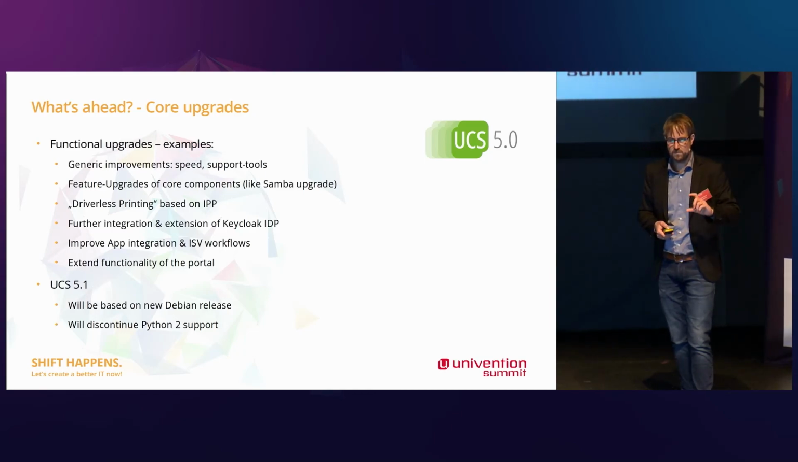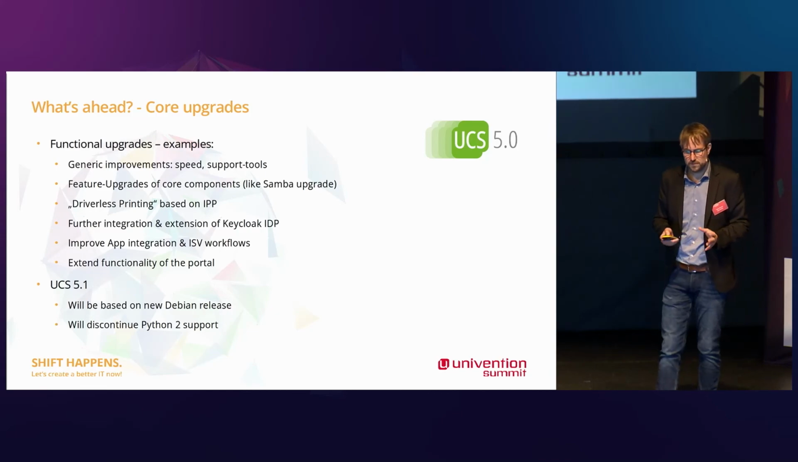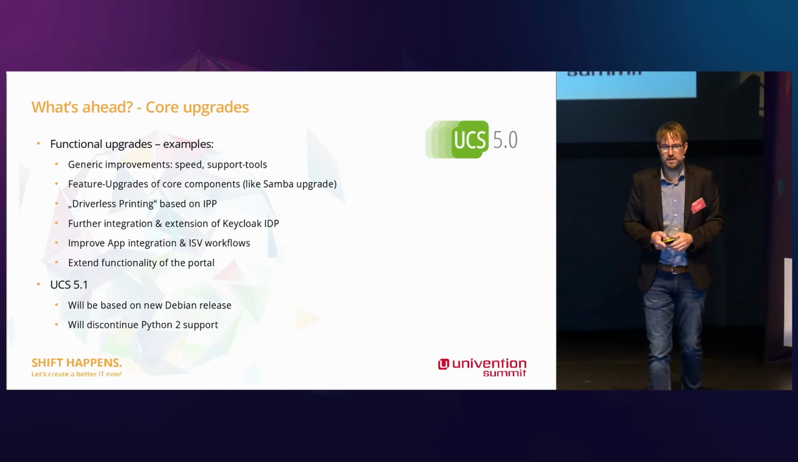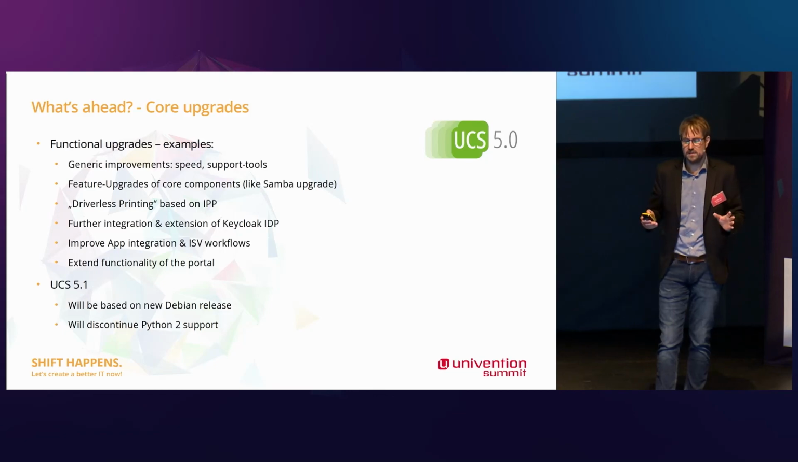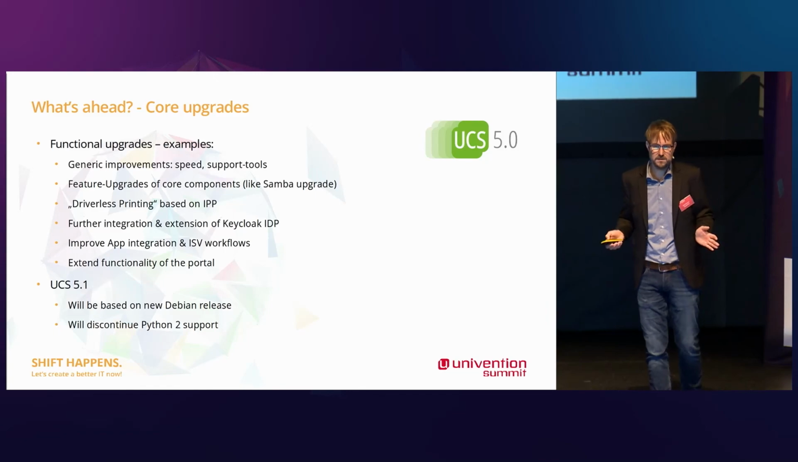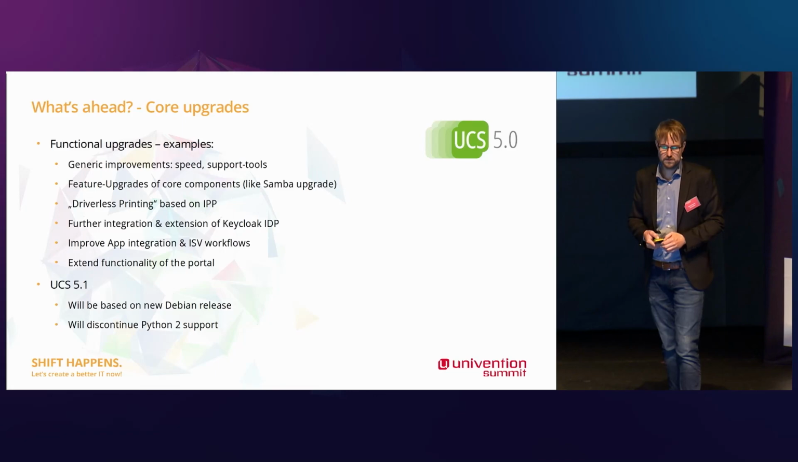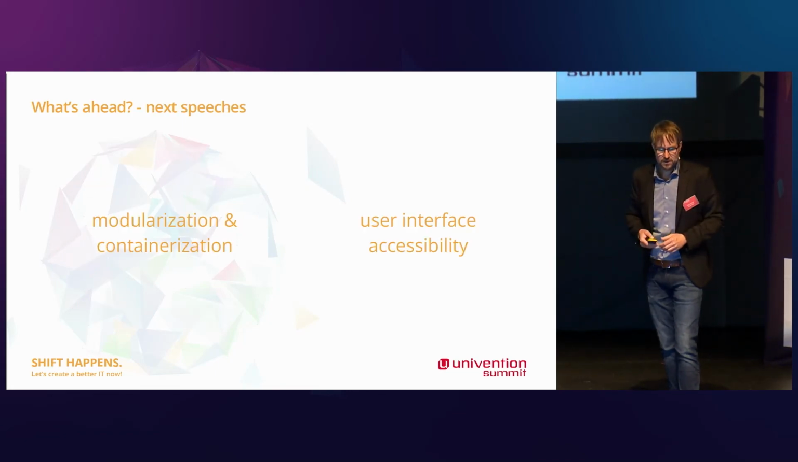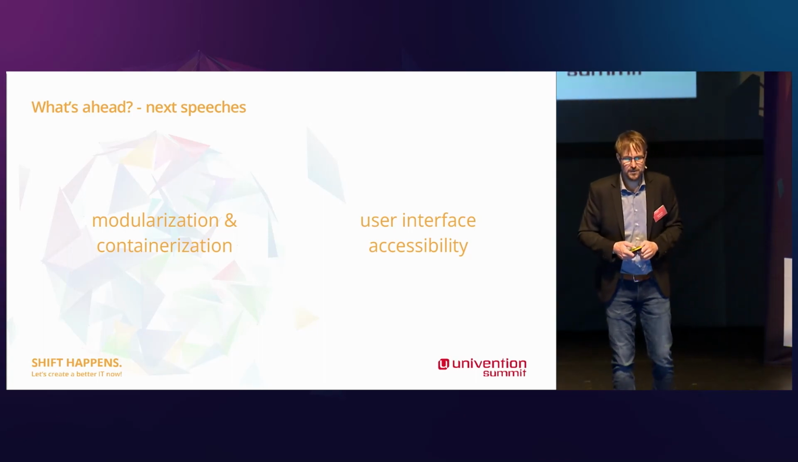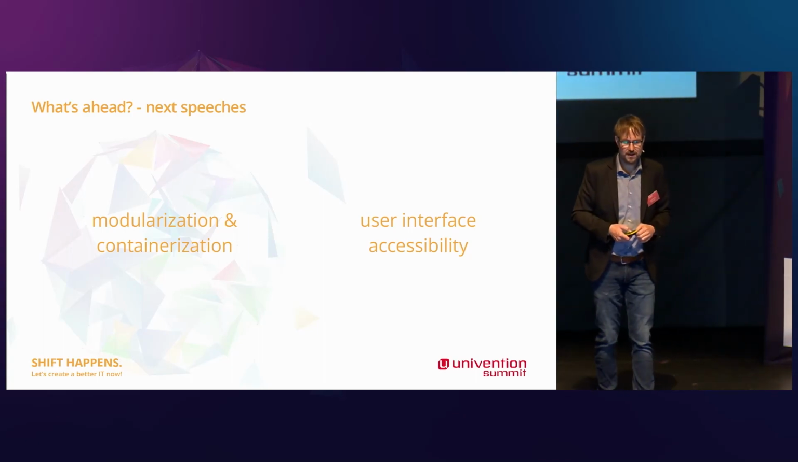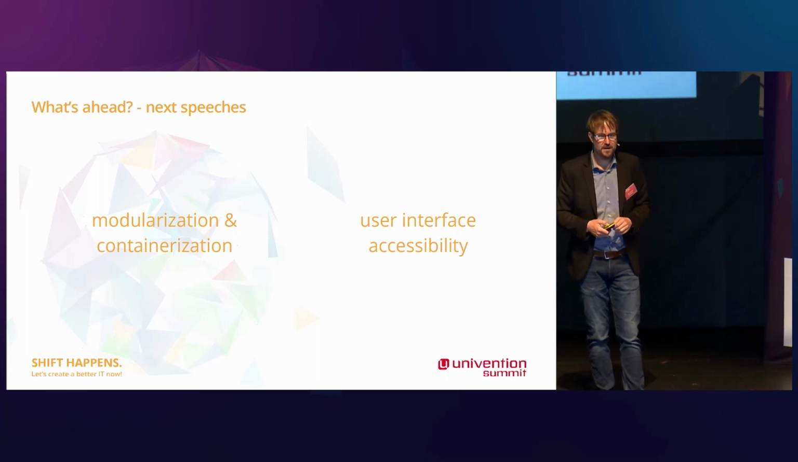We will start with UCS 5.1, which will offer a new Debian release, and the possible Python 2 support will then be discontinued. But I can tell you UCS 5.1 will not be a change of APIs, so all apps that work under UCS 5.0 will work under 5.1. And thus, we will now get into more detail, on modularization, containerization, but also user interface. And my two colleagues will get into this.